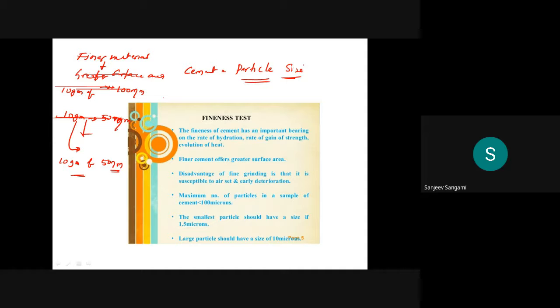Then how to find out this surface area? Because you cannot measure it directly, it is always the particle size of the cement. The particle size of cement will be in terms of microns, up to 100 to 50 microns, or sometimes up to 30 microns also. So how to measure it? One specific equipment is there, the surface area analyzer.